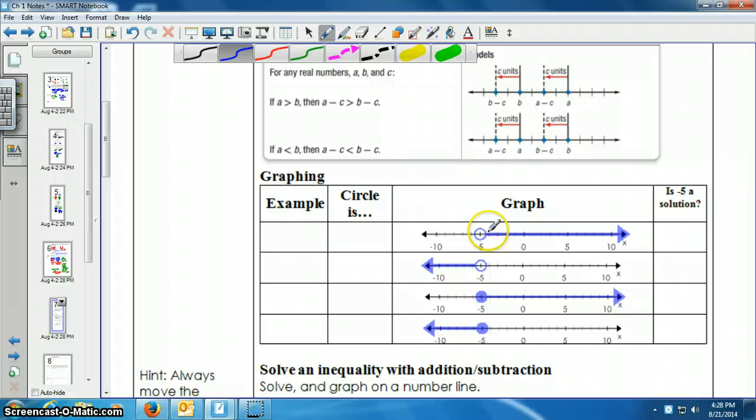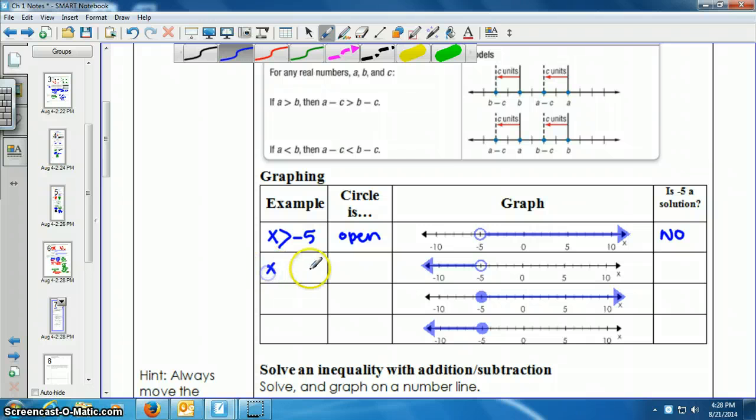So this right here, we're at -5, so we're going to have x and -5, and then we're going to have a greater than symbol because we're headed towards the greater number. So x is greater than -5. The circle is open. And is -5 a solution then if it's open? No. It's everything greater, but not including -5.